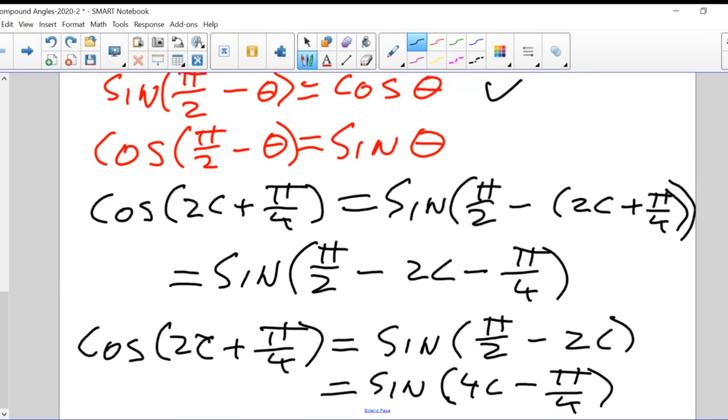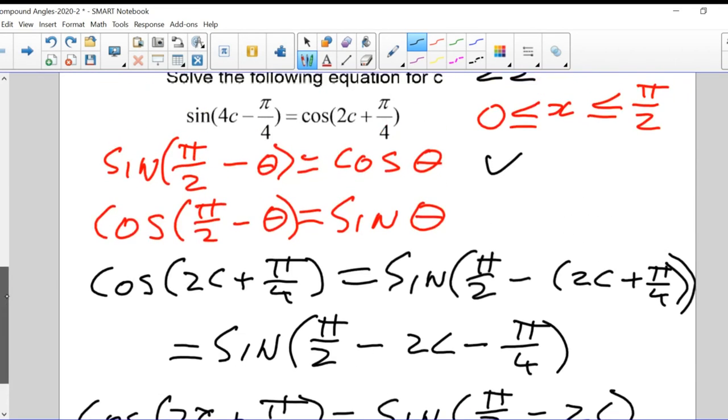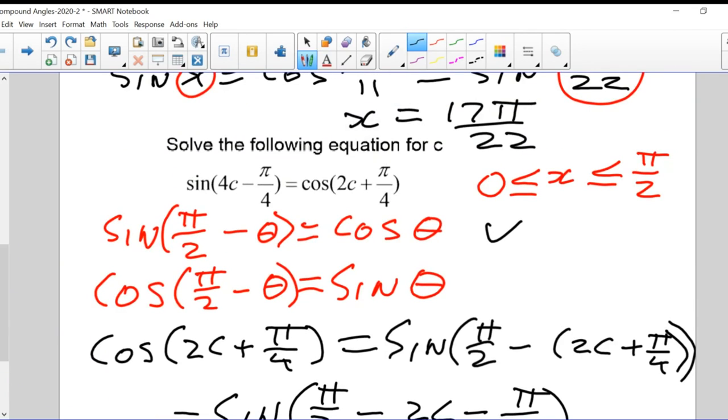Okay, good. Originally the question said that we're trying to solve for c, by the way. That's what we're ultimately trying to solve for. And our c has to be in the first quadrant. I didn't put that in the question initially, but we're saying c has to be in the first quadrant. So I repeated two of the first quadrant cofunctions: the sine of pi over 2 minus theta is equal to cosine of theta, and the cosine of pi over 2 minus theta is equal to sine of theta. Those are the cofunctions that we are saying are true.